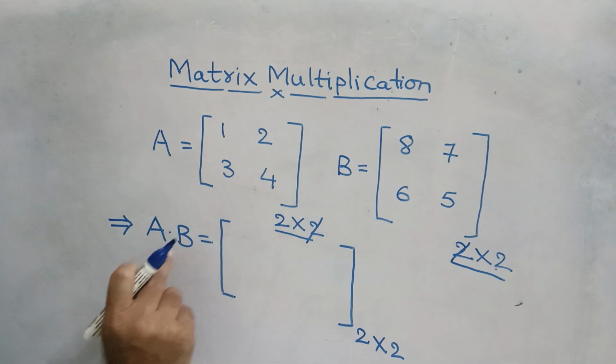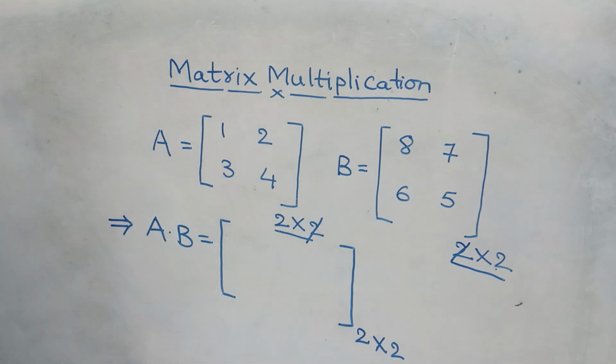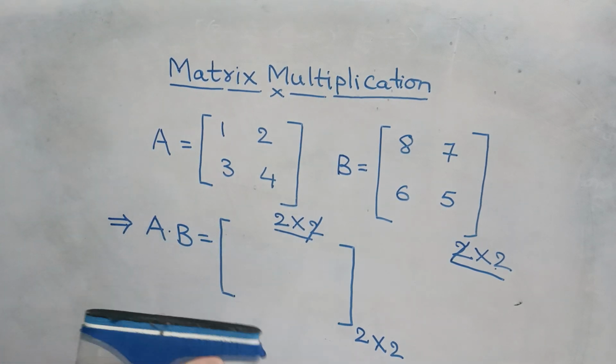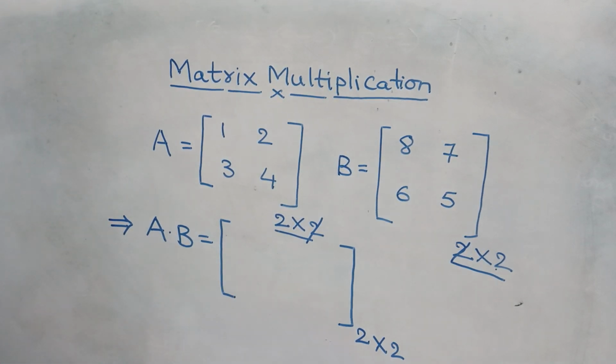Nothing but it also has two rows as well as two columns. So definitely your resultant matrix is also a 2 by 2 matrix. That is very important to note down, right? So this must be 2 by 2, remember. And the remaining I will explain a little bit in our subsequent presentation.